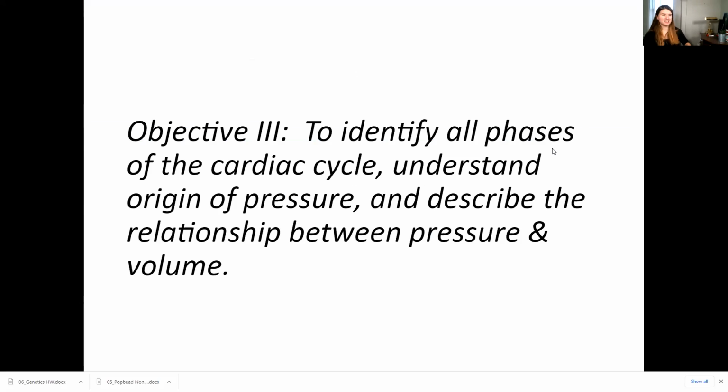So the cardiac cycle is going to be happening in phases. What we're tracking during these phases is what the pressure is, where that's coming from. We're going to be thinking about the relationship between the pressure and the volume.